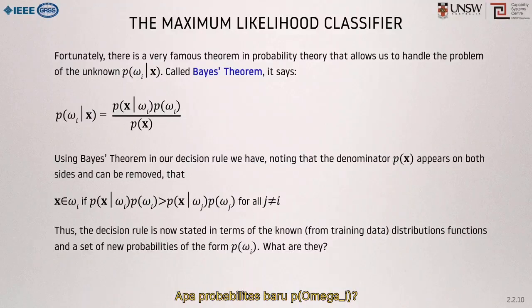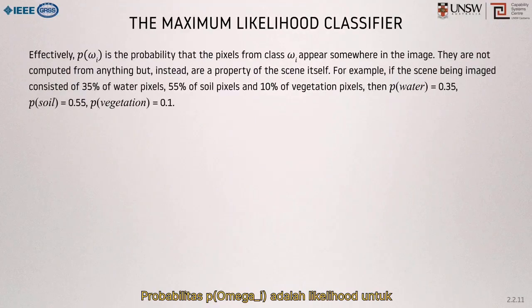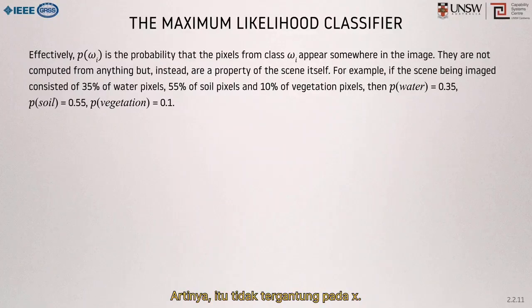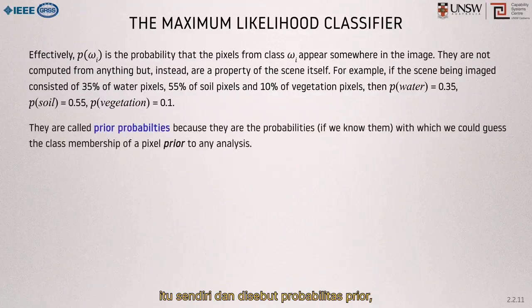But what is the new probability P of omega sub i? The probability P of omega sub i is the likelihood of finding a pixel from class omega sub i anywhere in the image. That is, it is not x-dependent. It is a property of the scene itself and is called the prior probability because it is the probability with which we can guess the class membership of an unknown pixel without the benefit of the remote sensing measurements. For example, if we knew the rough proportions of the classes, we could use them to guess the priors based on areas.